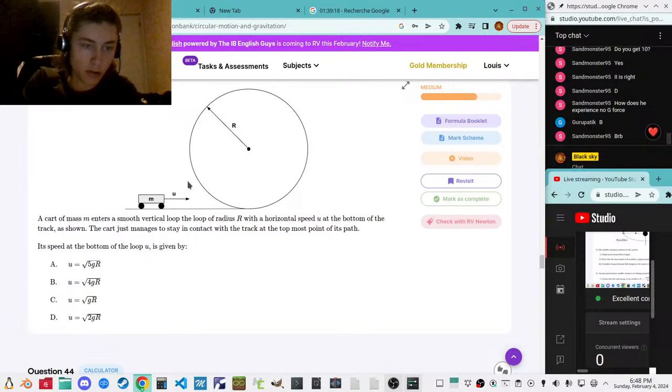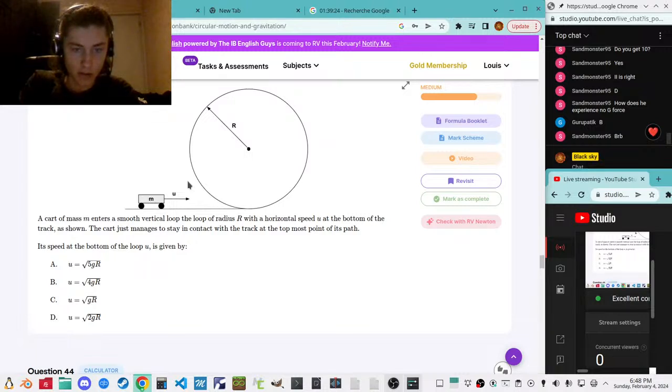A cart of mass m enters a smooth vertical loop of radius r and horizontal speed u at the bottom of the track. The car just manages to stay in contact with the track at the topmost point of its path. Its speed at the bottom of the loop u is given by... A cart of mass m enters a smooth vertical loop of radius r with a horizontal speed u.